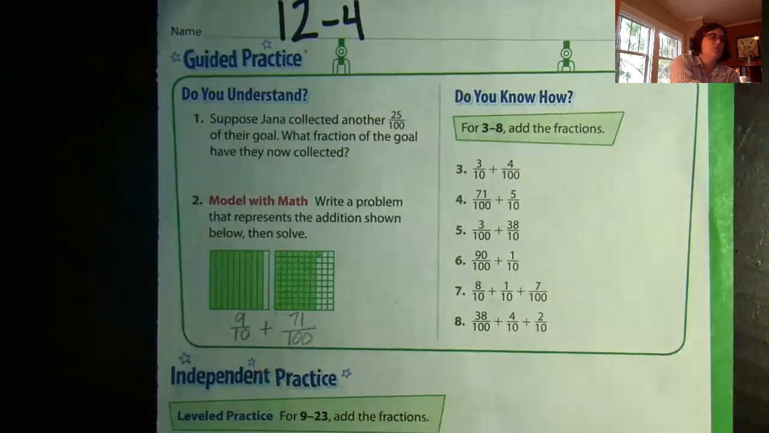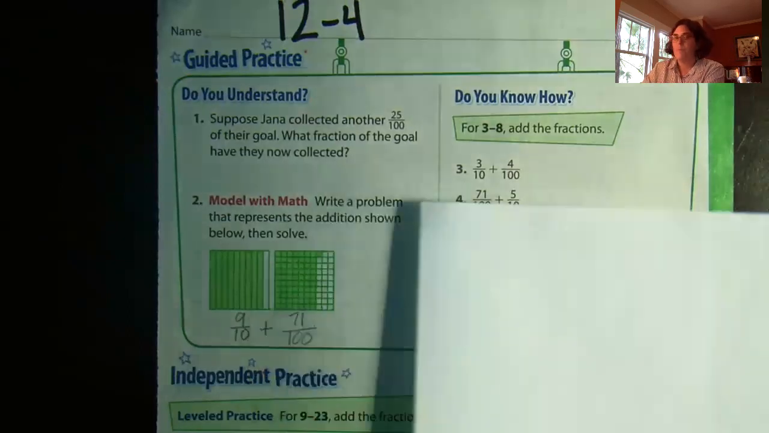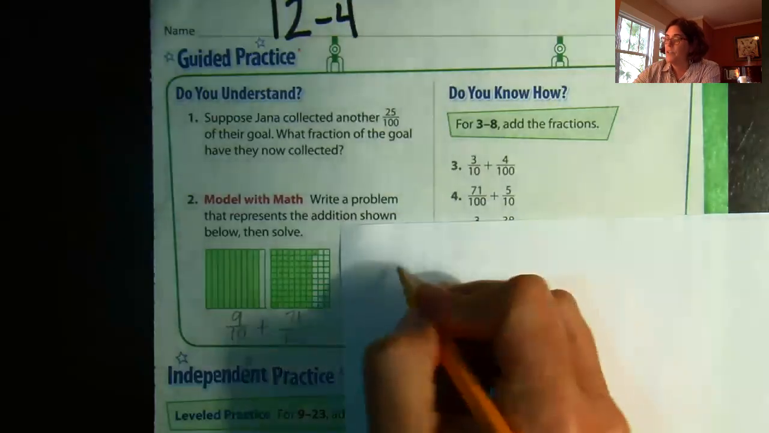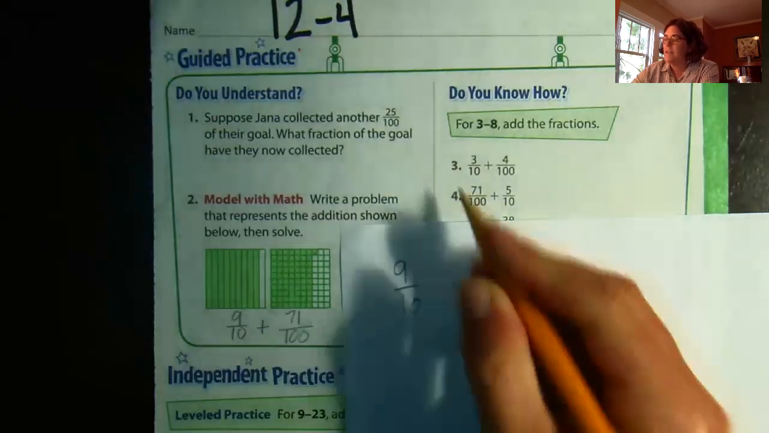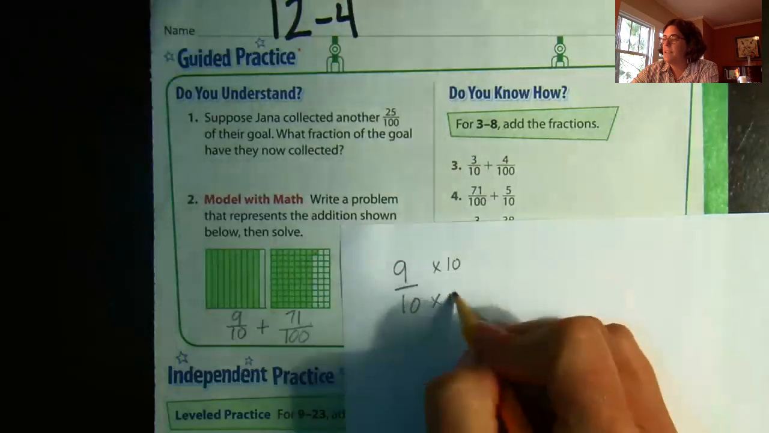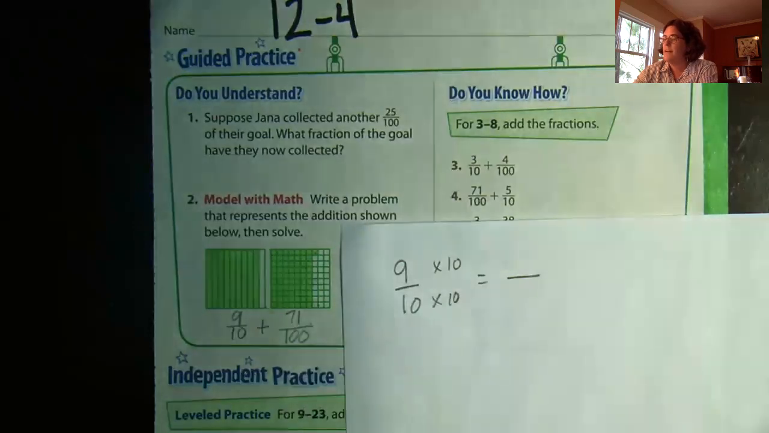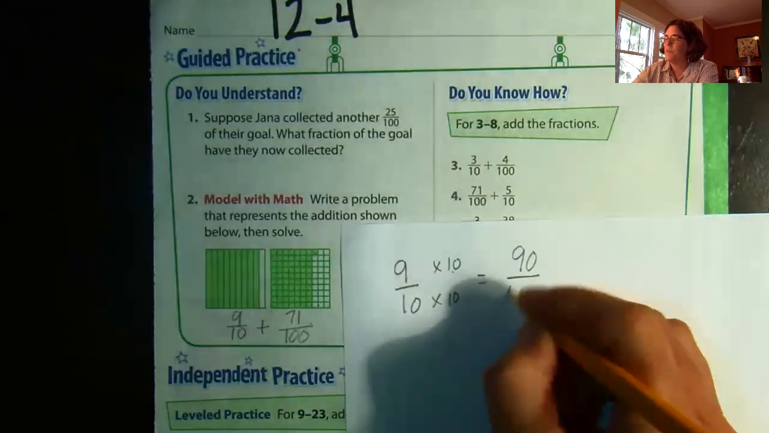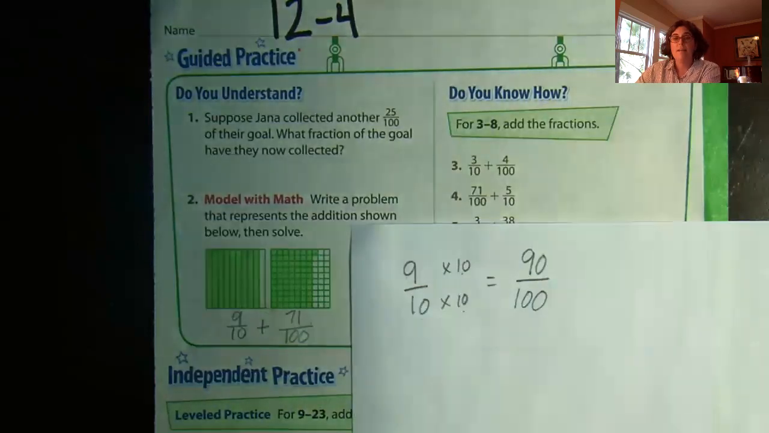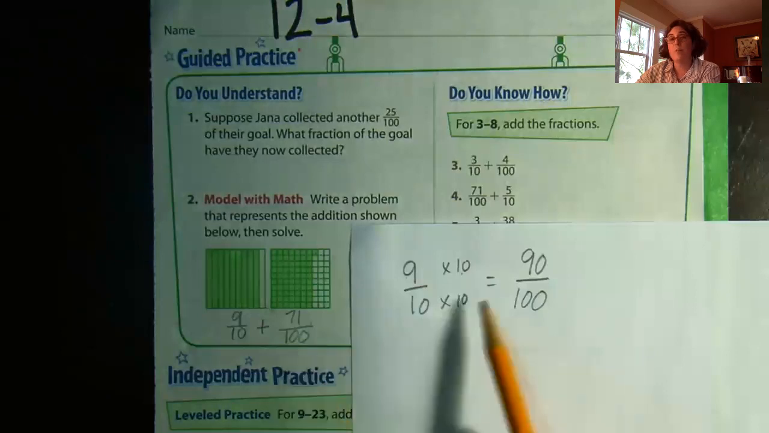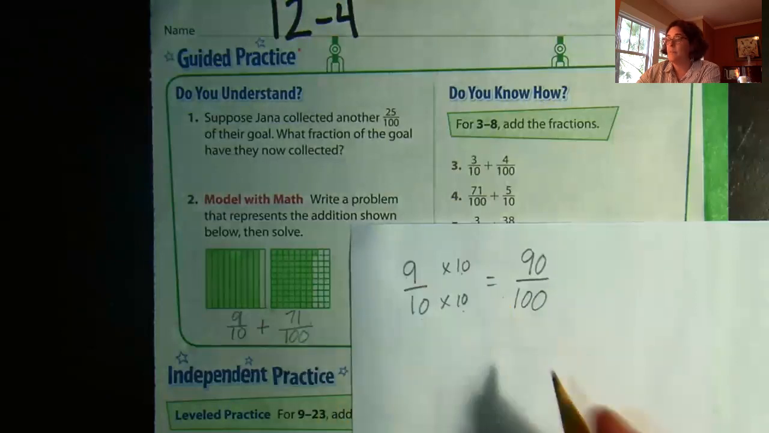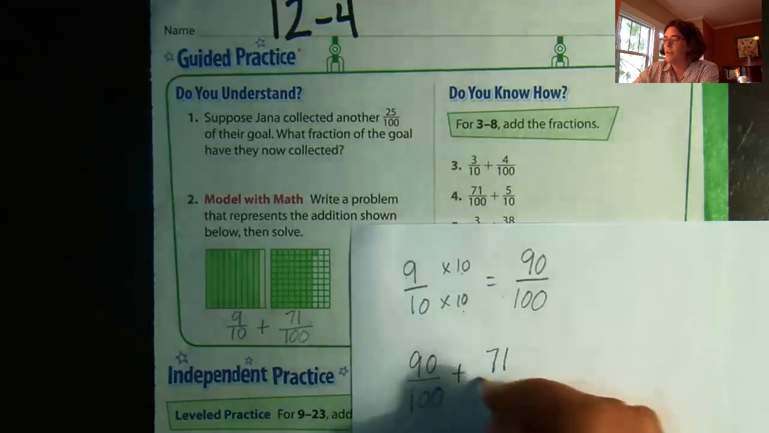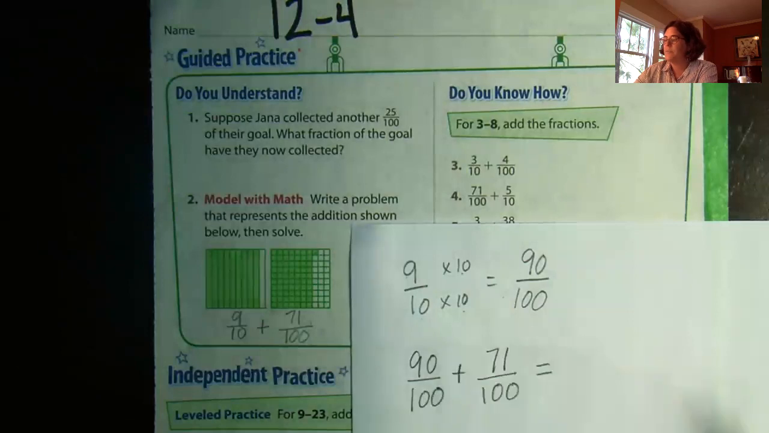So I'm going to pull out a scratch sheet of paper because I don't have enough space on that paper. So I'm going to do 9 tenths times 10 over 10. What new fraction does that give me? 9 times 10 gives me 90. 10 times 10 gives me 100. Now I have both fractions with a denominator of 100, so I can add them. 90 over 100 plus 71 over 100 equals.